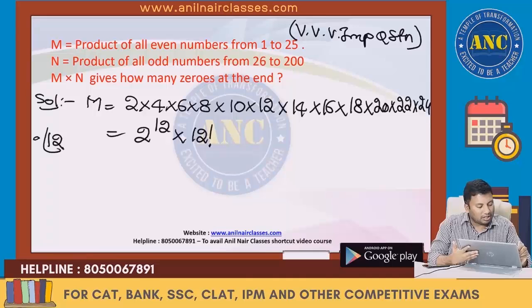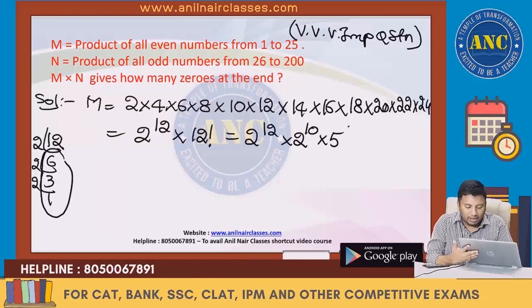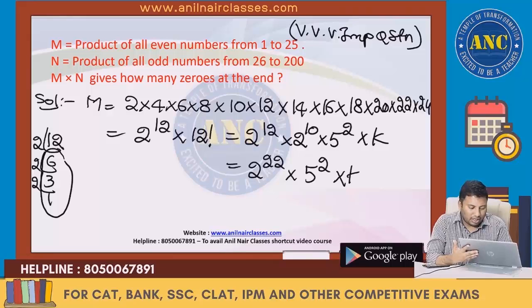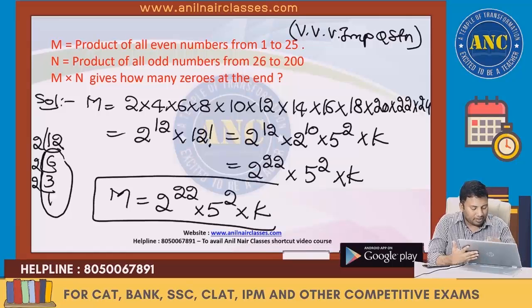In 12 factorial, what is the highest power of 2? 6 plus 3 plus 1, it is 10. So it is 2 power 12 into 2 power 10 into 5 square into k, which is nothing but 2 power 22 into 5 square into k. I will write it like this. M is nothing but, as a power of prime basis, 2 power 22 into 5 square into k. Am I right? This is the m value.